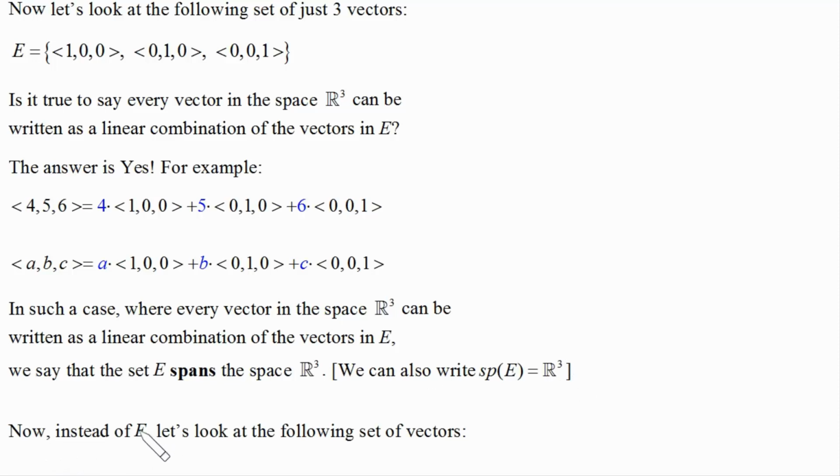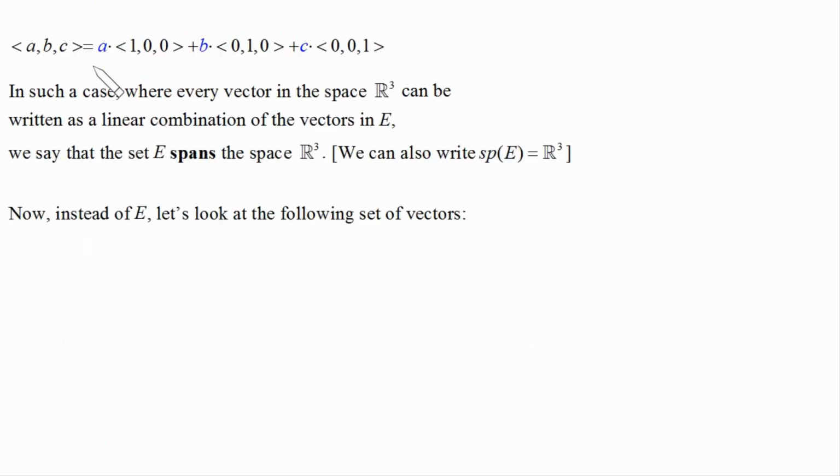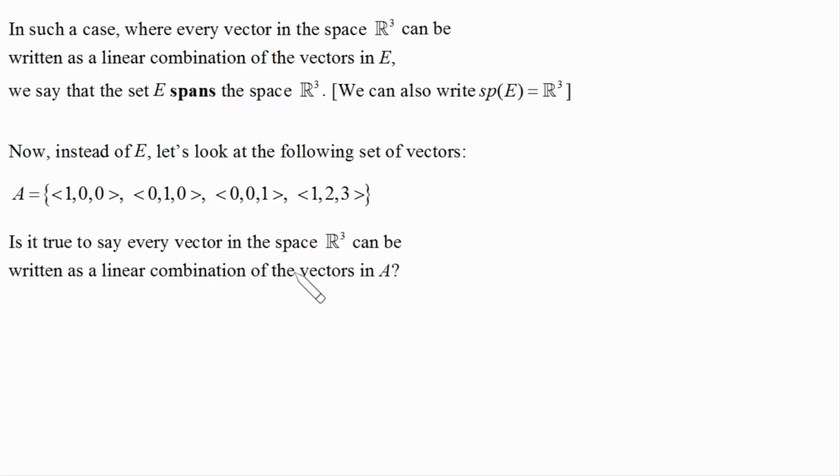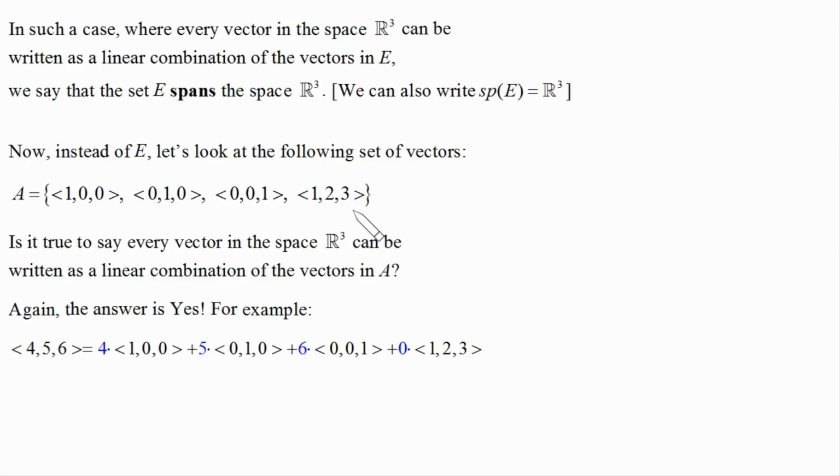And now what I want to do is, instead of E, to take a different set of vectors, and I'll call it A. And A consists of 4 vectors, and you probably will notice that the first 3 are exactly what we had in E. But let me ask the same question as I asked before. The question I asked about E, I'm asking the same question about A. If I can write every vector in R3 as a linear combination of the vectors in A. And once again, the answer is yes.